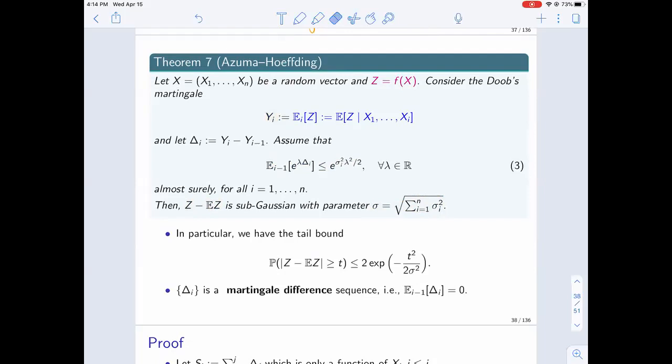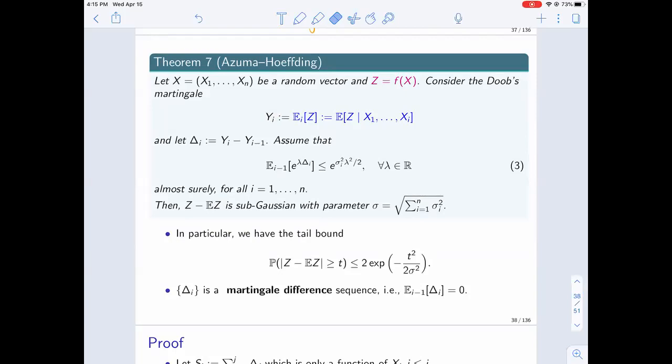Okay, questions about this statement of the result? I mean, what is the interpretation of this condition 3? Because you have conditioning also from x1 to xi minus 1. So what is the interpretation of that? I don't have a good interpretation. It's just what you need for the argument to work.